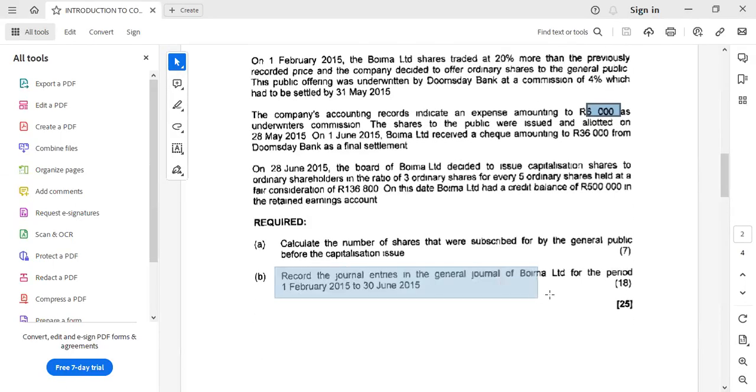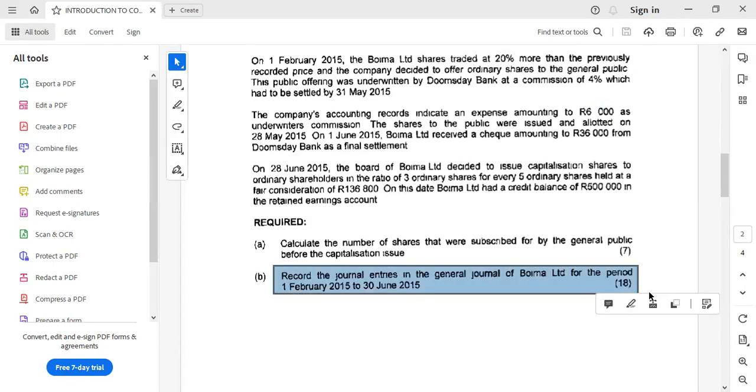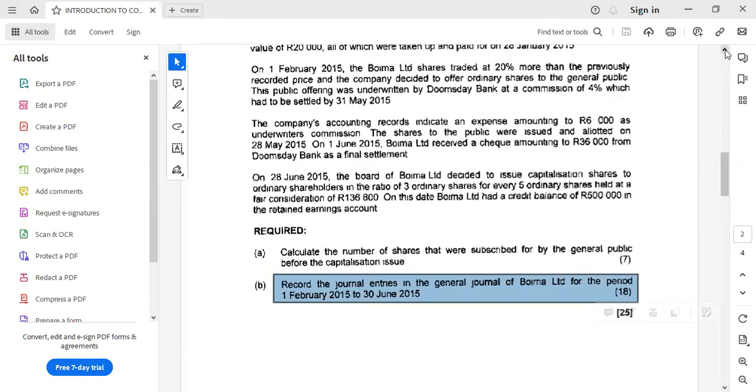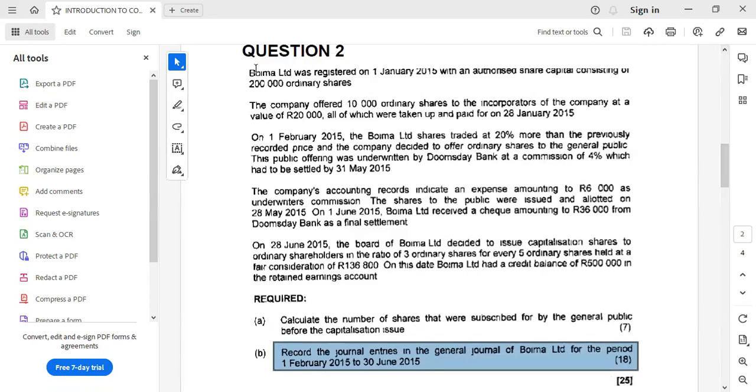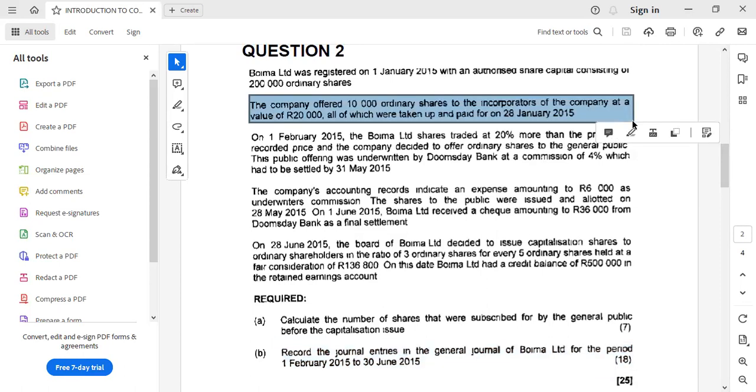Then record the journal entries for the period 1 February to 30 June. I will not start on 1 February; I will just start from the beginning. Boima was registered on 1 January 2015 with an authorized share capital consisting of 200,000 ordinary shares. Remember, for the authorized share capital, we don't record anything. Then the company offered 10,000 ordinary shares to the incorporators at a value of 20,000, all of which were taken up and paid for on 28 January 2015.